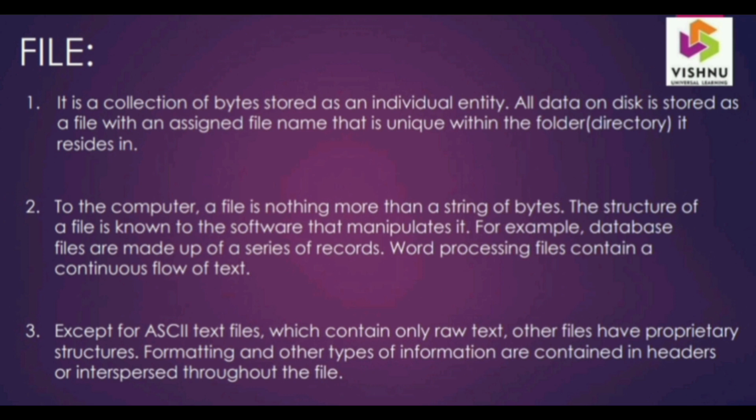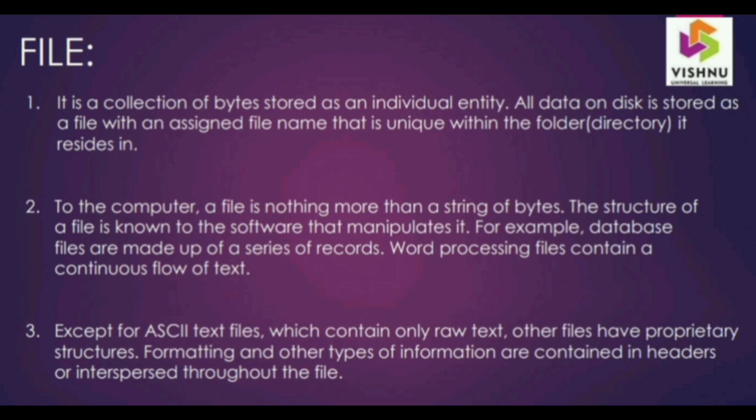The structure of a file is known to the software that manipulates it. For example, database files are made up of a series of records. Word processing files contain a continuous flow of text, except for ASCII text files, which contain only raw text. Other files have proprietary structures, formatting, and other types of information contained in headers or interspersed throughout the file.